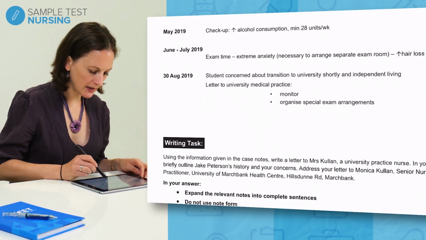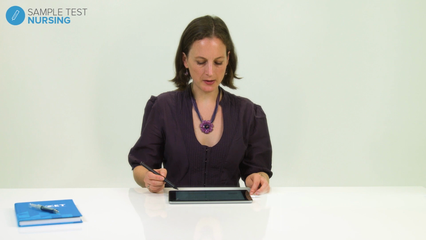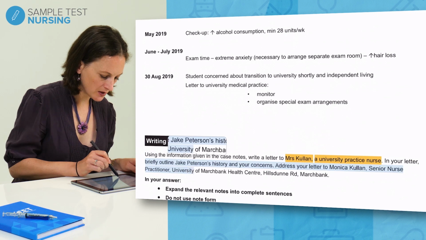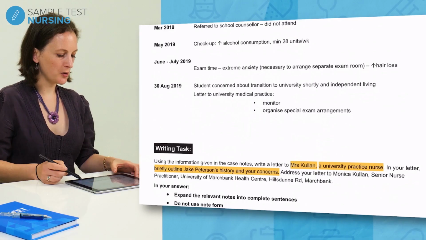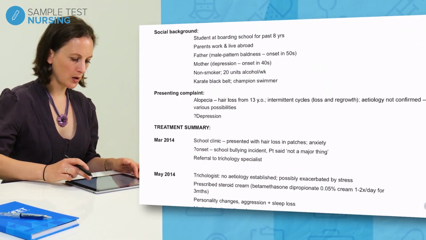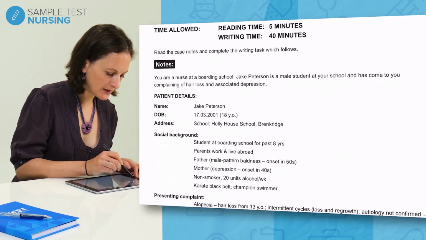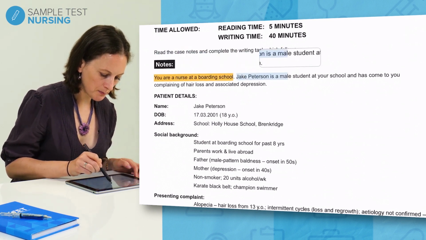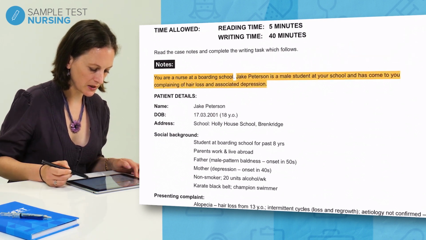We can see that we're writing a letter to Mrs. Cullen, a university practice nurse. What are you writing to her about? We can see that in the letter we're going to briefly outline the patient, Jake Peterson's history, and your concerns. Back at the start of the case notes, you will find the 3rd piece of information. What is your role in the patient's care? We can see that you are writing as a nurse at a boarding school, and that Jake Peterson is a male student at your school who has come to you complaining of hair loss and associated depression.